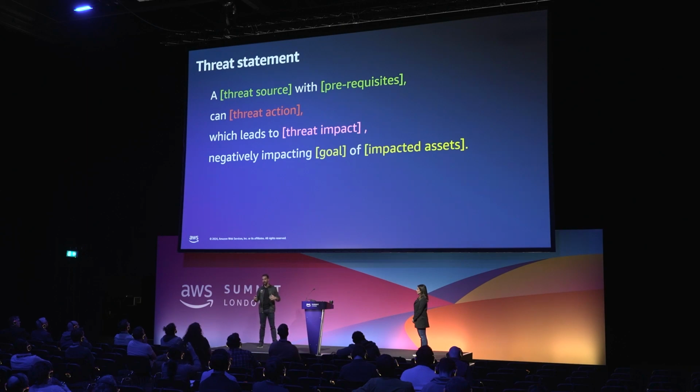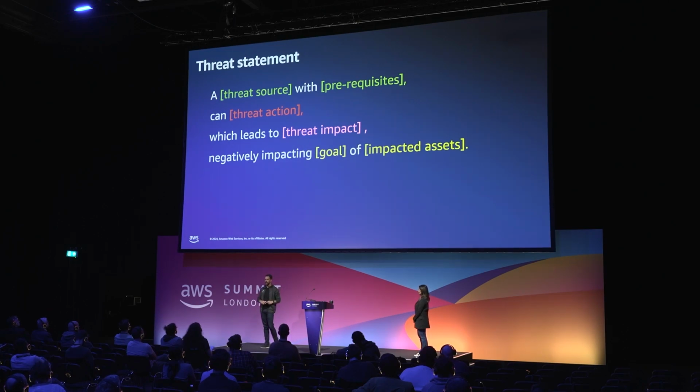So threat statements have a syntax, right? For those who haven't come across it before, it's just a really helpful way of writing concise and consistent statements about the threats that you're looking to track and to mitigate. And it usually follows this particular syntax. So some threat source with some prerequisites can do some threat action. That threat action leads to some form of impact, and that impact has some negative effects on a desired goal on an asset.